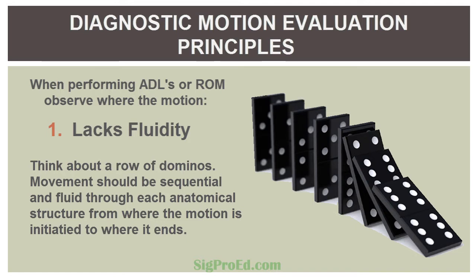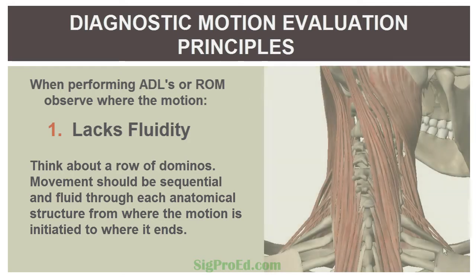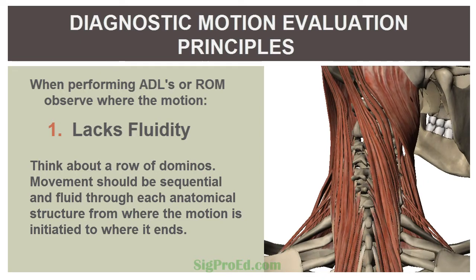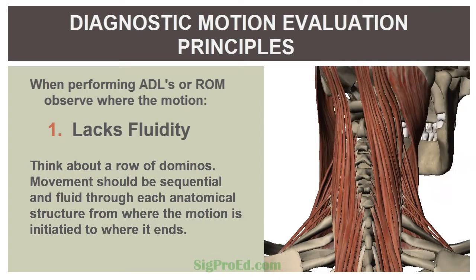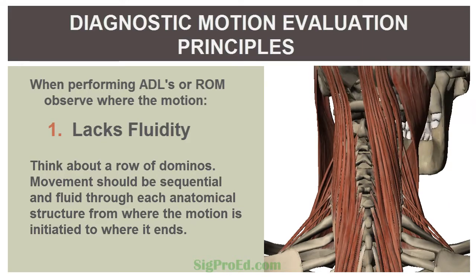So I like thinking about a stack of dominoes. And in this picture, we have 8 dominoes. And after domino 1 falls, then domino 2, 3, 4, 5, 6, 7, and 8. And that is the same type of fluid motion that should occur in our body. We are taught this when we're looking to evaluate the vertebra of the spine. We want to see movement through each vertebra sequentially.